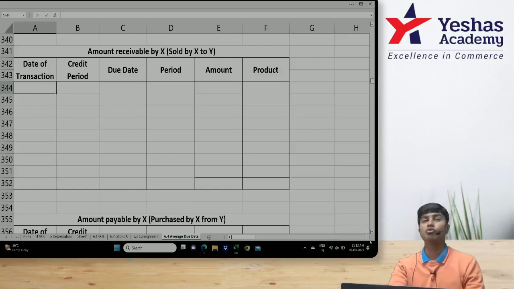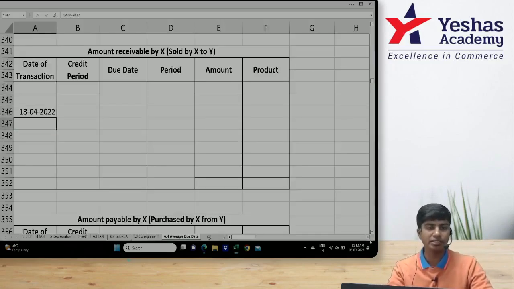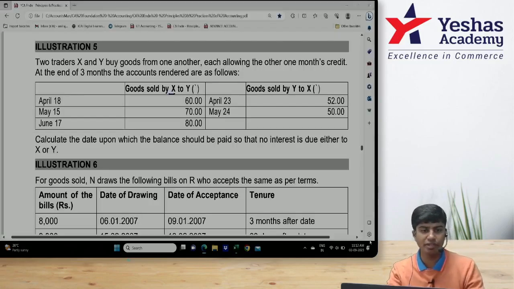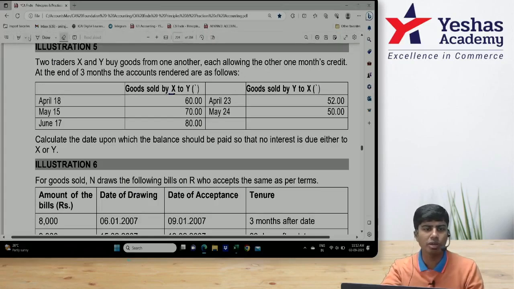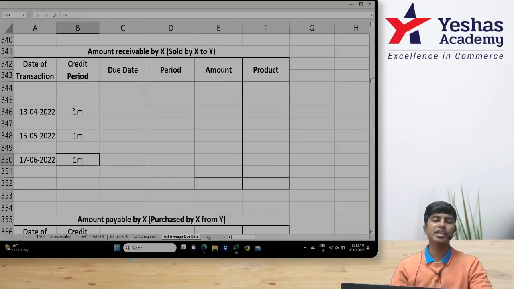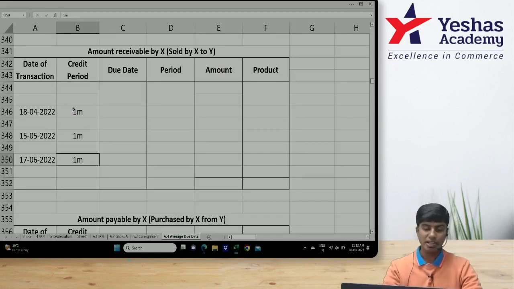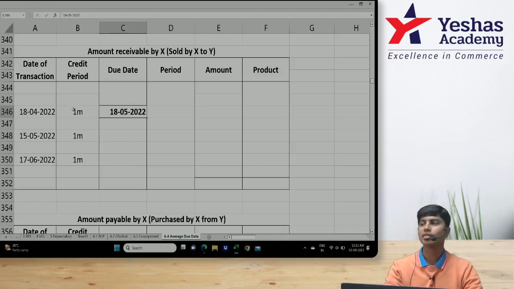Amount receivable by X for the goods sold by X to Y. What are the amounts? What are the dates? April 18th, then May 15th, then June 17th. They've told us they sold to each other allowing 1 month credit. So what is the credit period? 1 month. If you add 1 month to 18th of April, it is 18th of May, then 15th of June, and 17th of July.